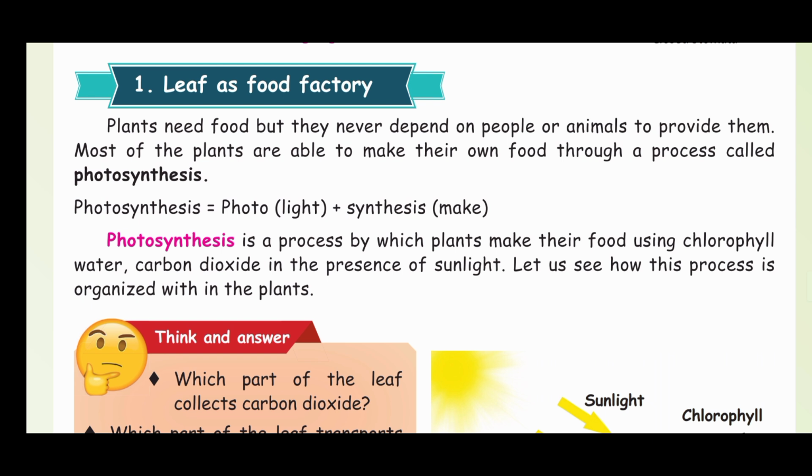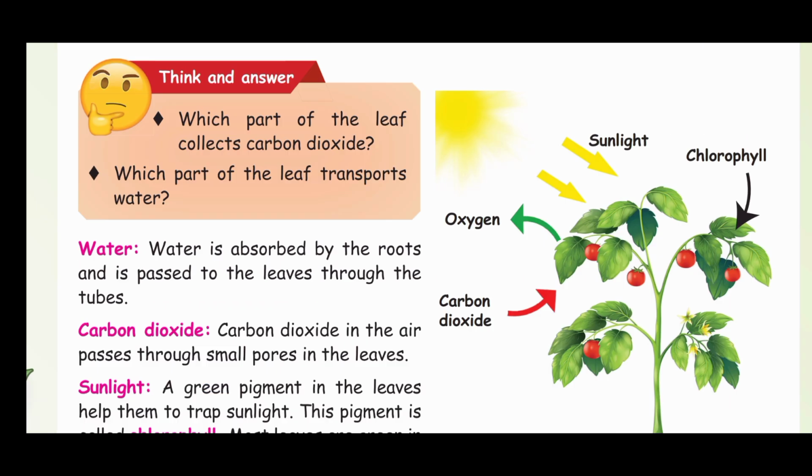Let us see how this process is organized within the plants. First one, water. Water is absorbed by the roots and is passed to the leaves through the tubes. First, water is absorbed by the root. We pour water to the roots only. Then from the roots it will go to the stem, then from the stem to the leaves. The leaves have chlorophyll, and they will get water and carbon dioxide through stomata and sunlight, and it will produce the food.